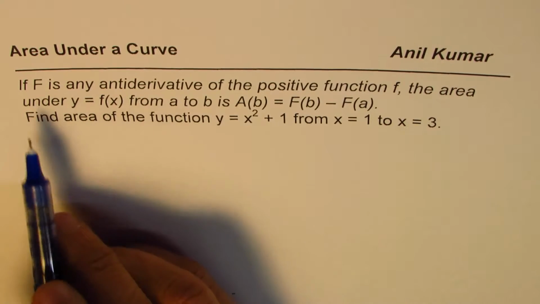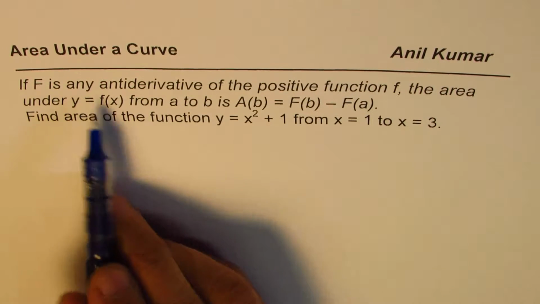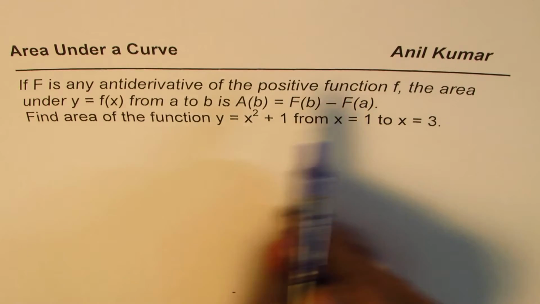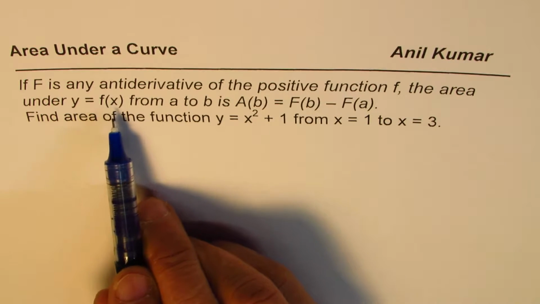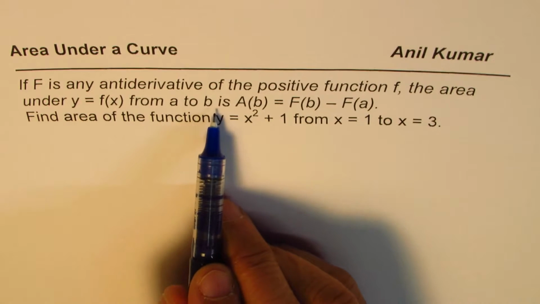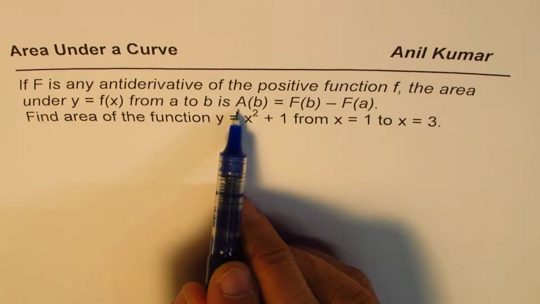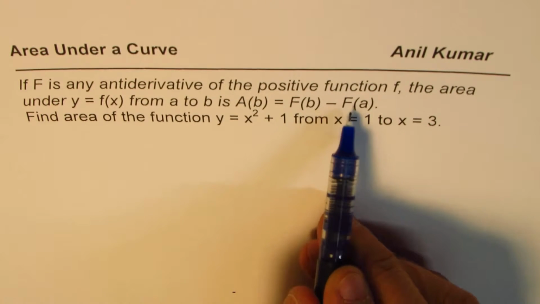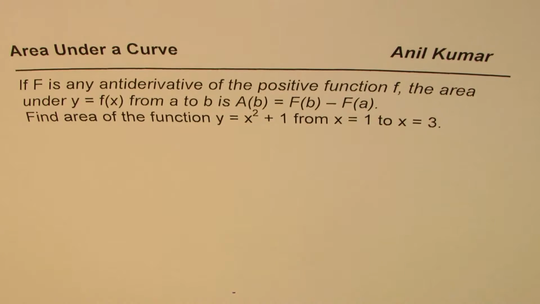As we have learned, if F is any antiderivative of the positive function f, the area under y equals f of x from a to b is area equals F of b minus F of a. So that is what we have learned, and based on this we are going to solve this question.